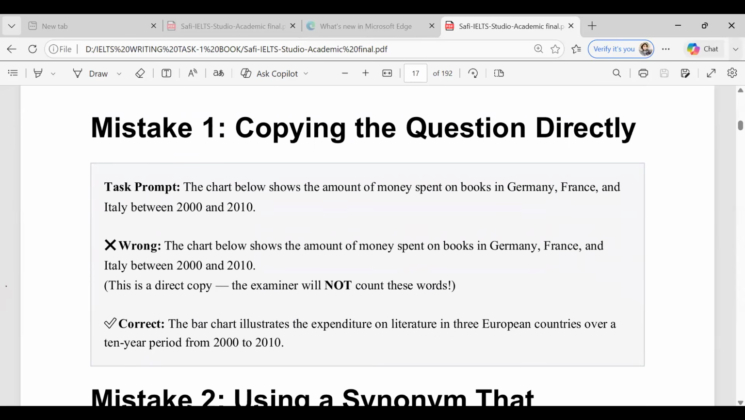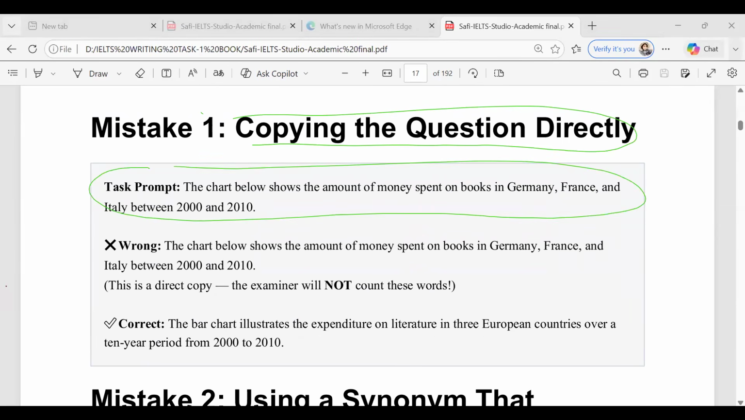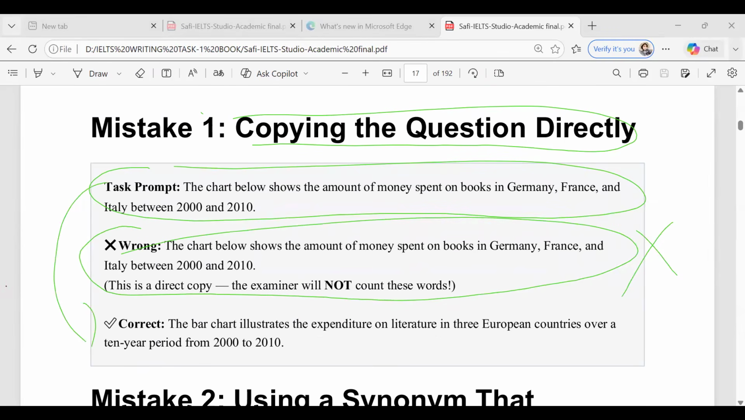Mistake number one: while writing the introduction, copying the question words directly. ये गलत होगा. जैसे यहाँ पे ये मेरे पास स्टेटमेंट है, प्रॉम्प्ट है, हम इसे प्रॉम्प्ट कहते हैं, and this is how I have mentioned exactly the same thing. So this is totally incorrect. What we are going to do, we are going to change that.